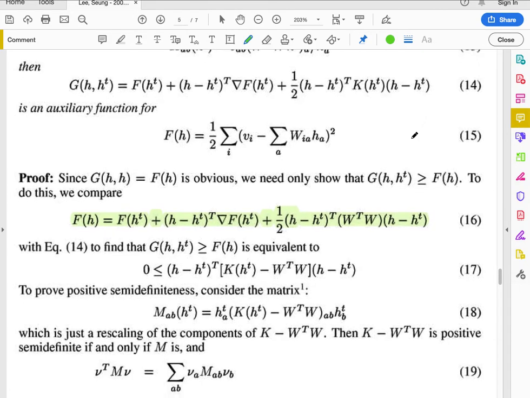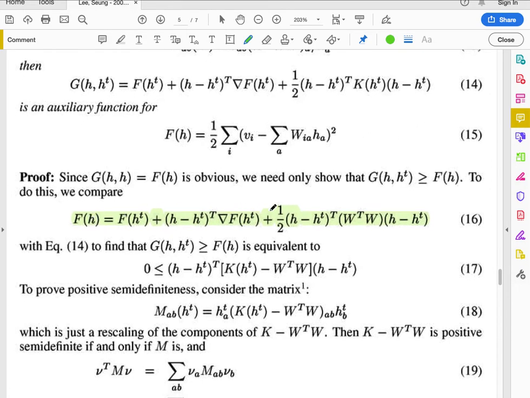And actually if you see, you can represent F in this form. F is equal to this because F is a square function of W, and if you write the Taylor series expansion, the third derivative will become 0, right? So you can write F exactly in this form. And you compare G with F, the only difference is in the second derivative, right? Now you have to prove that G is a valid auxiliary function.